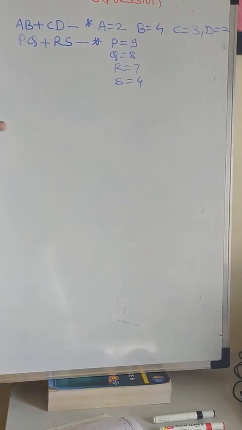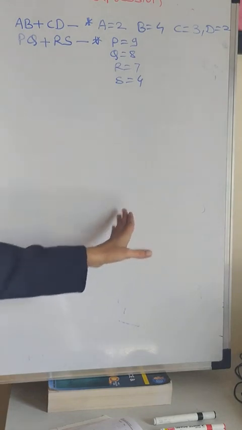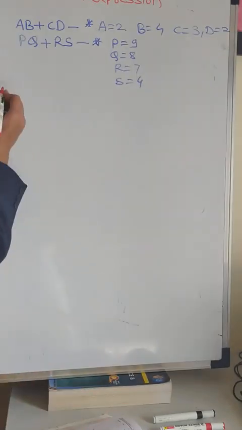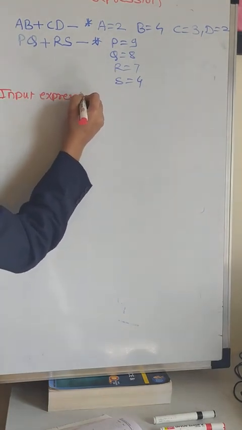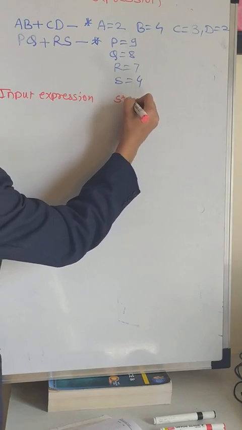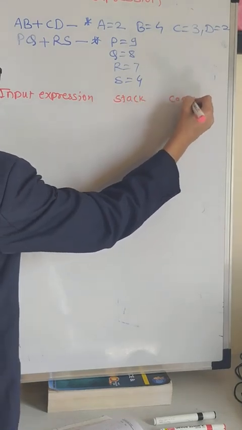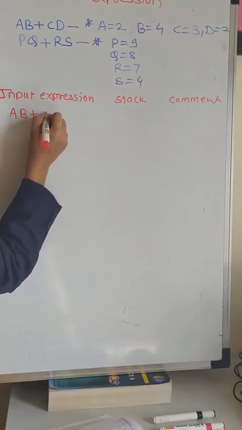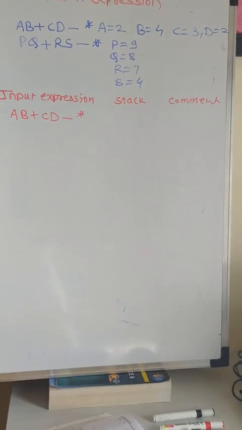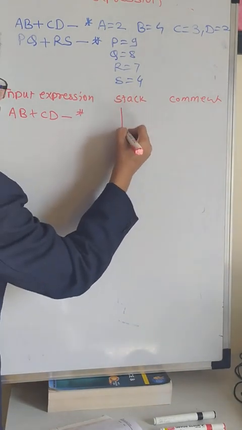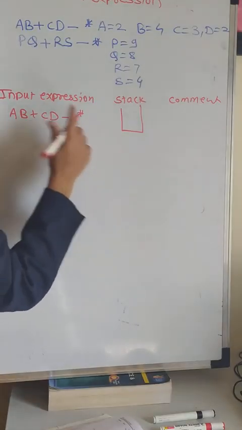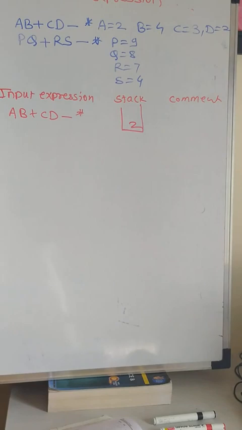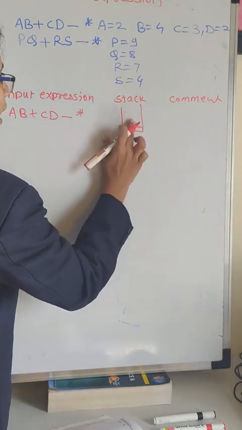First write the input expression here, then write the stack and then write the comment. Okay, you can write in this format. Here first write the input expression, then the stack is here and then the comment is here. When you are considering the expression A B plus C D minus star, and you have been given the value for A, don't push A directly here. Push the value of A, because A is 2. Initially the stack is empty.